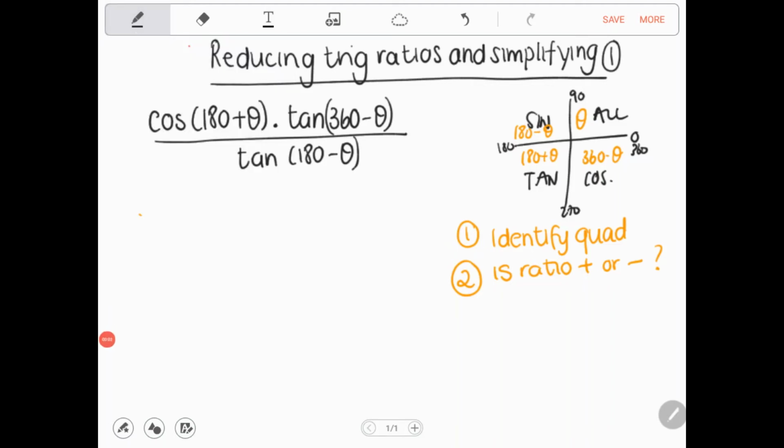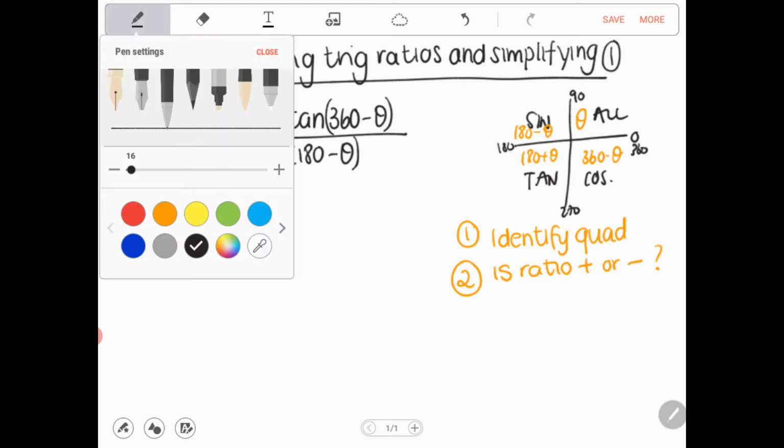Okay, so we're just going to look at two examples of reducing trig ratios and then simplifying. So in this first example, whenever you have a sum like this, you start by asking yourself, which quadrant are my angles in? So that's the first thing we need to ask.